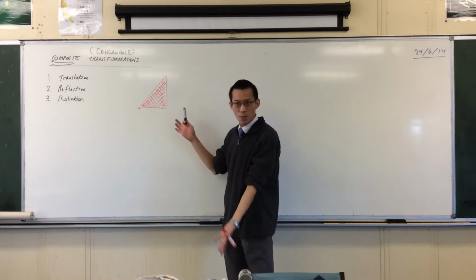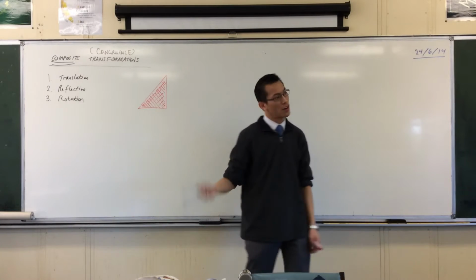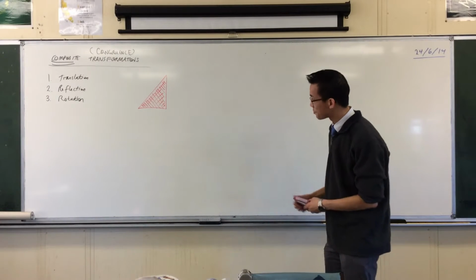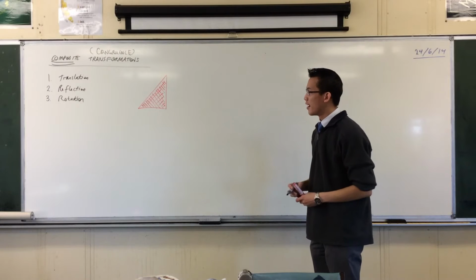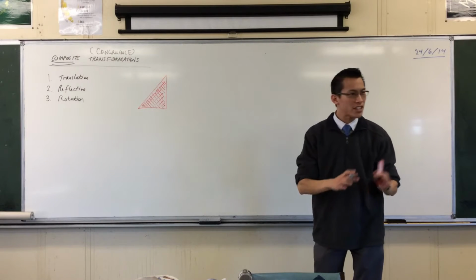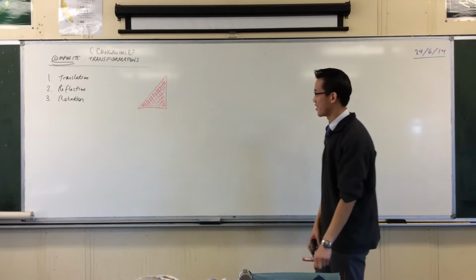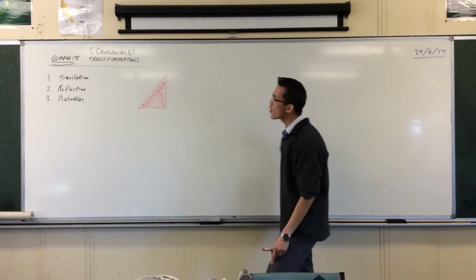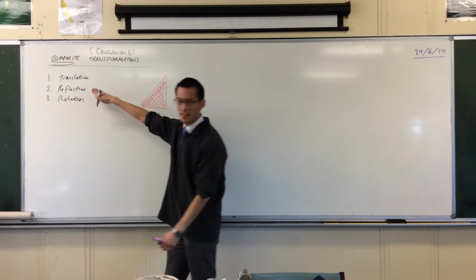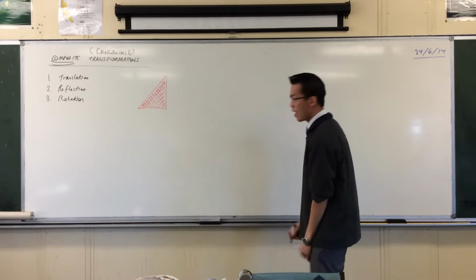So to show you what that looks like, why don't you draw yourself a triangle? Make it look a bit like mine. And we're going to do more than one transformation after another. So maybe we'll go with a reflection and then a rotation. Here's the way we're going to do it.